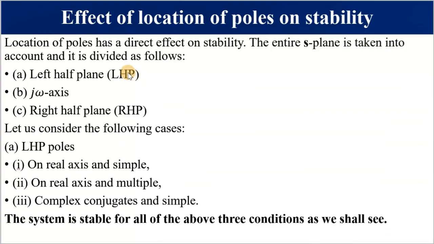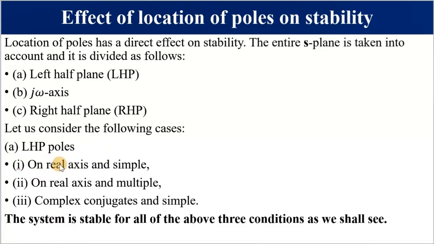We are going deeper and deeper, and we are looking at the effect of the location of poles on stability. Location has a direct effect on stability, and we know what an S-plane is. It is divided into two planes, the left half plane and the right half plane, and it also has the j omega axis. We'll start by considering pole locations on the left half plane. We can have a single pole on the real axis and multiple poles on the real axis. You know what simple means and multiple means: one pole, many poles. We can also have complex conjugates that are simple, and we are going to look at the graphical location on the S-plane as well as the impulse response.